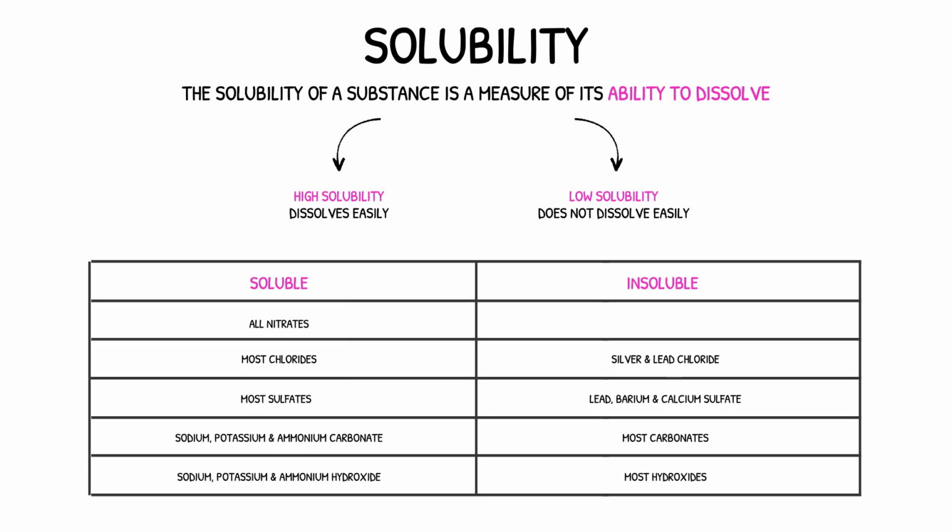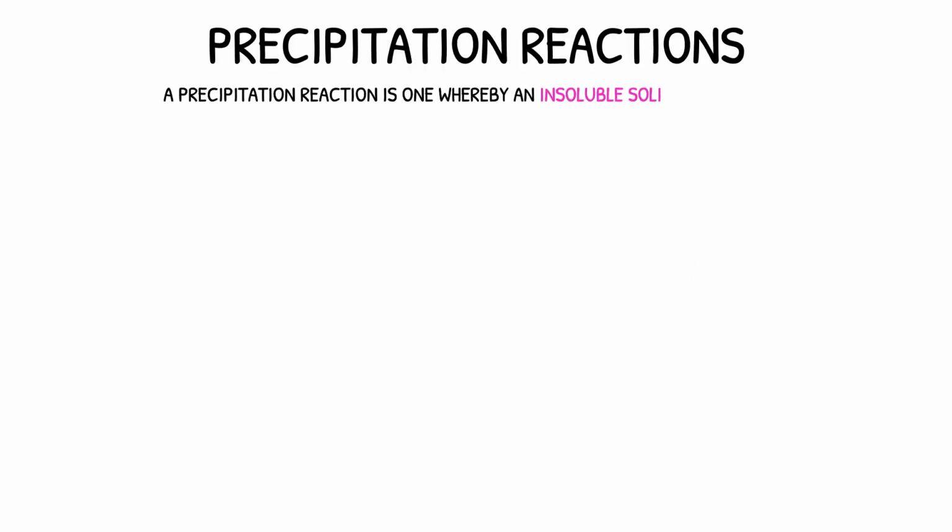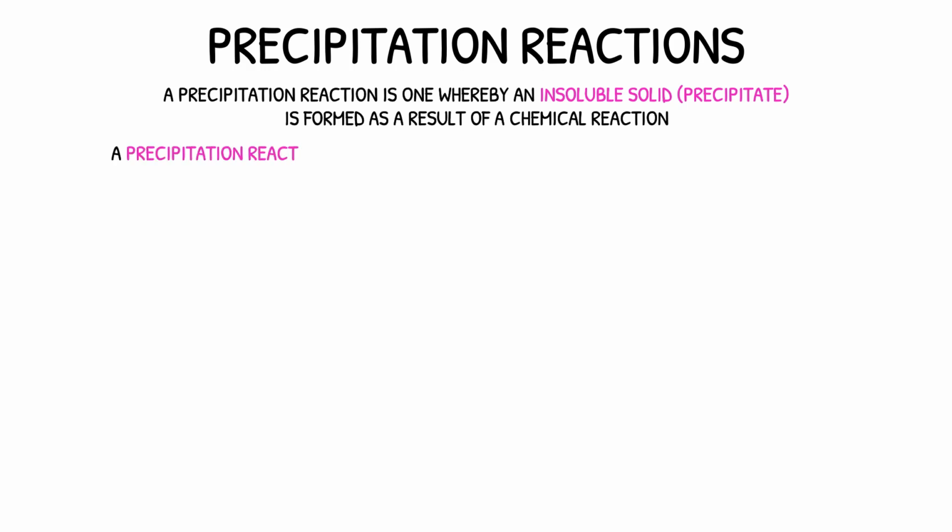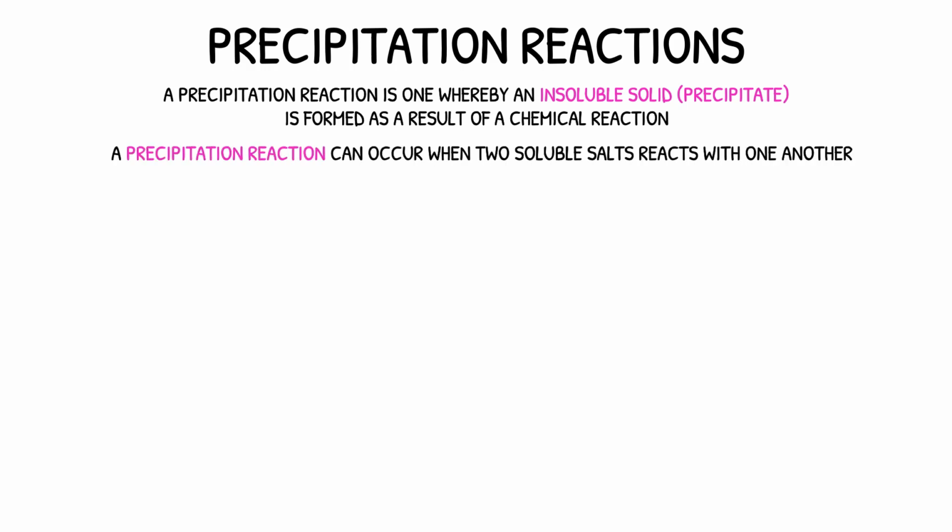We can use the rules from this table to identify whether a precipitate will form in a reaction between two soluble salt solutions. A precipitation reaction is a reaction whereby an insoluble solid, or precipitate, is formed as a result of a chemical reaction. These reactions can occur when two soluble salt solutions react with one another.